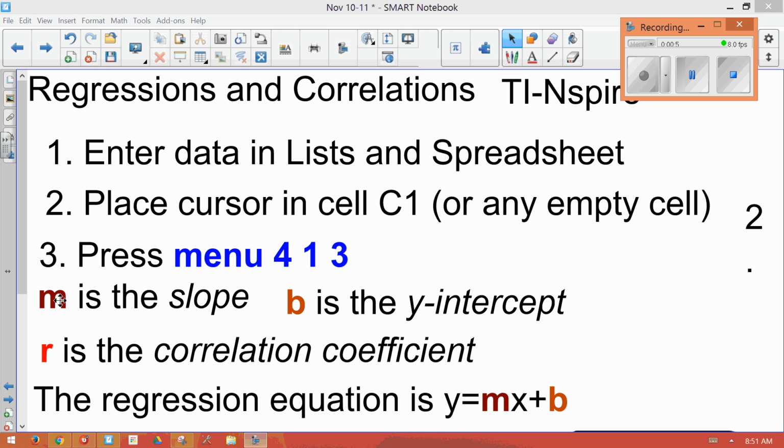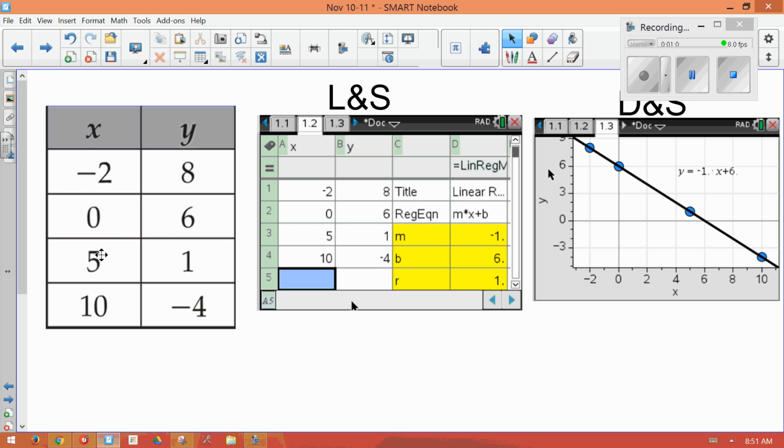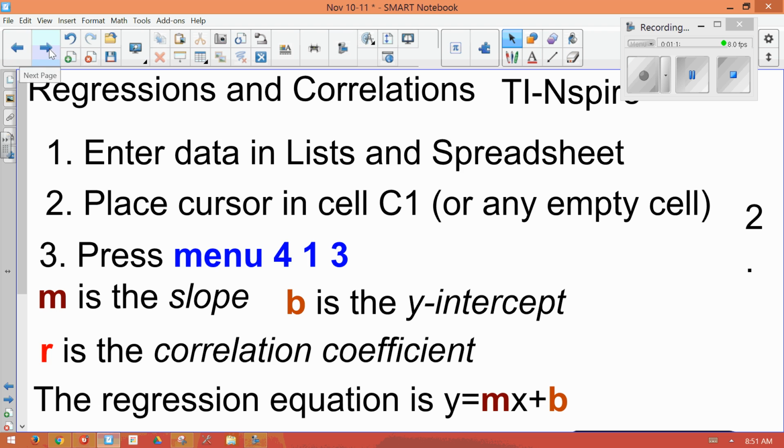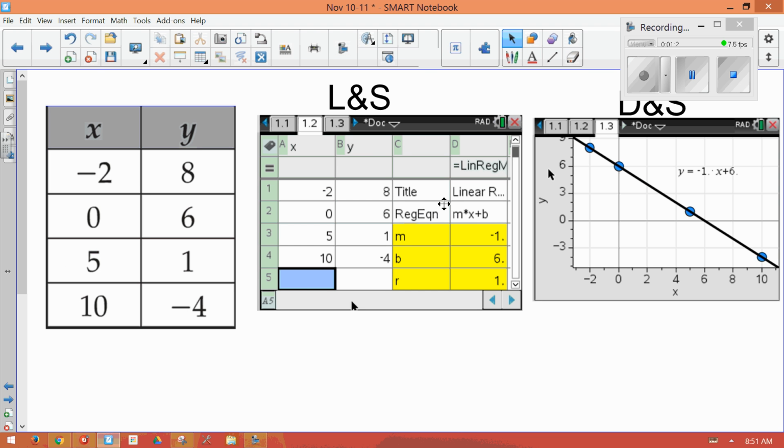For example, if m was 2 and b was 3, then the regression equation would be y equals 2x plus 3. Note this example. If we were given the data here, we will put it in lists and spreadsheets exactly the way that we see it. We would go ahead and press menu 413 and make sure we name our X column x and our Y column y.